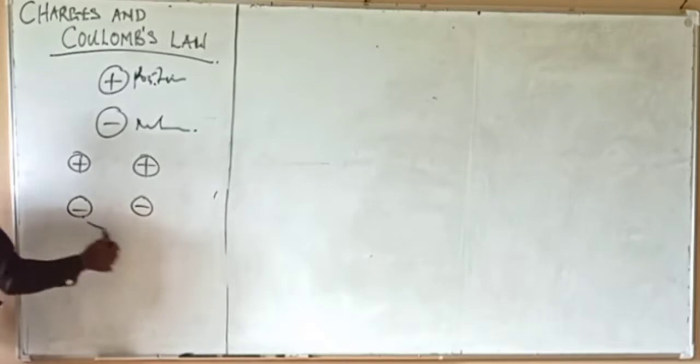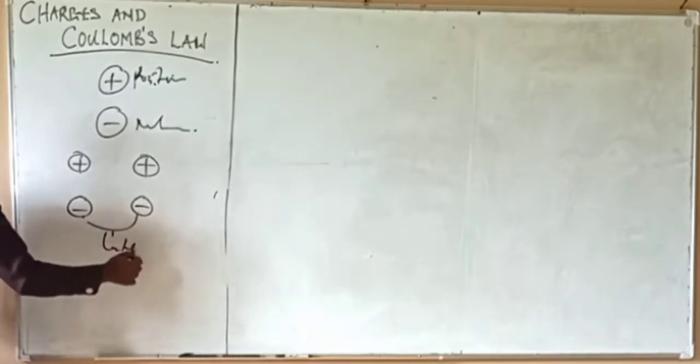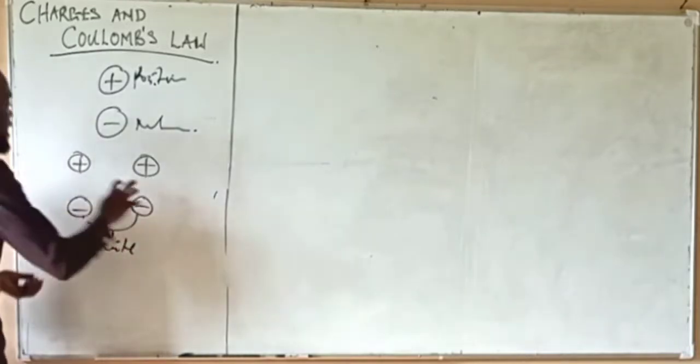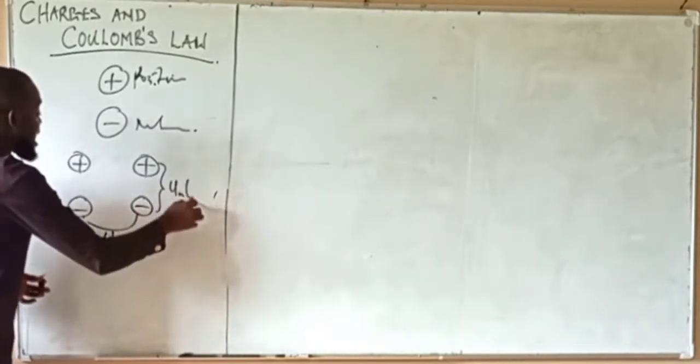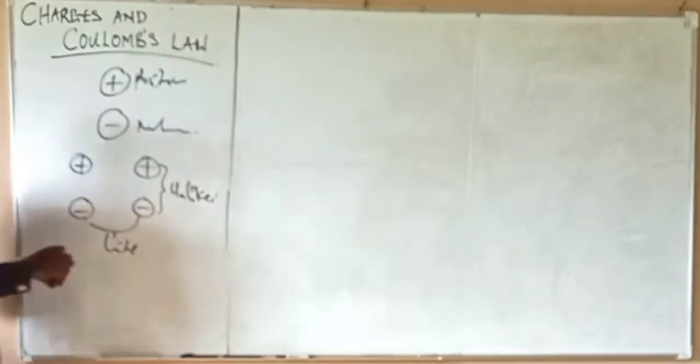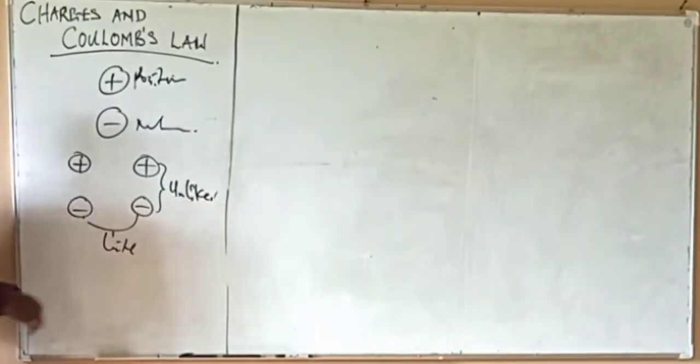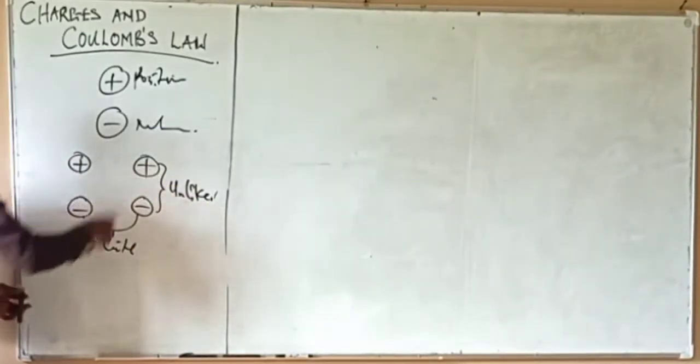For example, this and this are called like charges. We call them like charges. Then these two, which is this positive and negative, this one is called unlike charges. That's what we call this one. This one is called like charges. Why is this one like charges? Then these and these are still like charges.